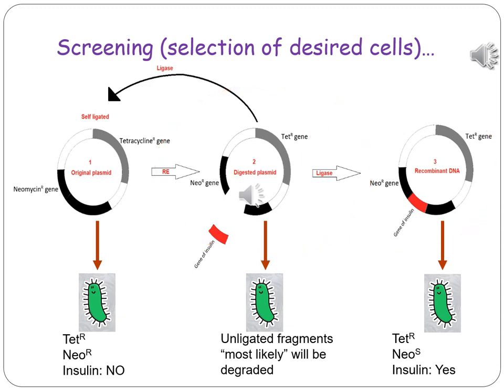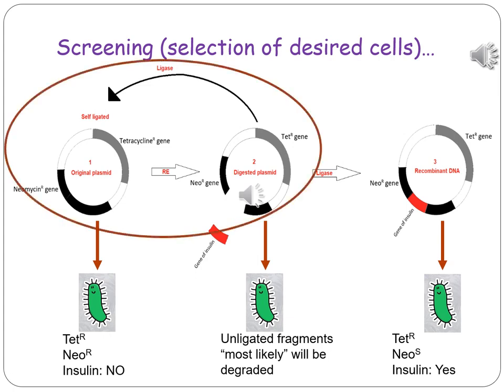If we add the ligase and the gene of interest, which is here the gene of insulin, and it is inserted inside the plasmid, we'll have the recombinant DNA with the correct insert, which is number 3, the recombinant DNA containing the gene of insulin. Sometimes number 2, which is the digested plasmid, will be self-ligated, which means it will go back to number 1. It will go back to the original state. It will be exactly as the original plasmid.